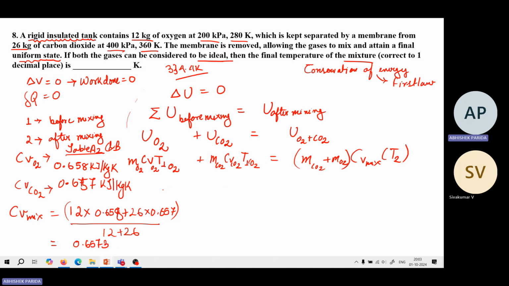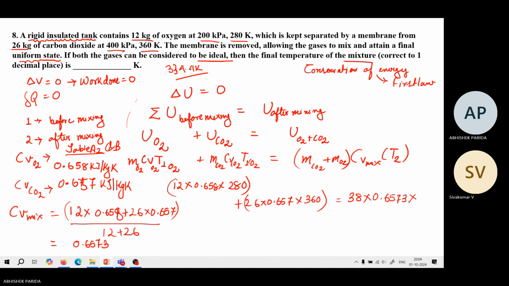Now calculate. Now put all of this. So first is 12 into 0.658 into what is the temperature? Take it in Kelvin, 280, plus 26 into 0.657 into what is the temperature, 360, is equal to 38 into 0.6573 into T2. T2 we have to find out. What is T2? Find out from this.